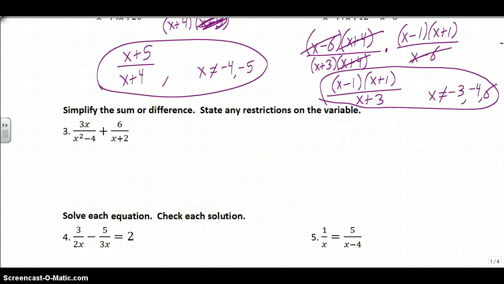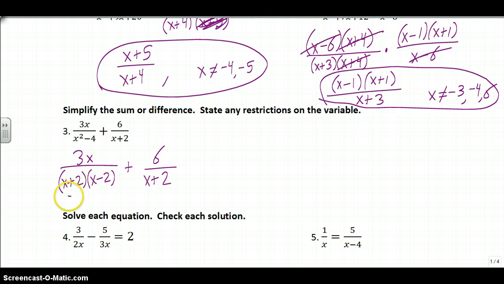Number three, simplify the sum or difference, stating restrictions on the variable. Okay. Well, to do this, to add fractions, you have to have common denominators. So, let's factor the bottom. X plus 2 and x minus 2. Plus 6 over x plus 2.